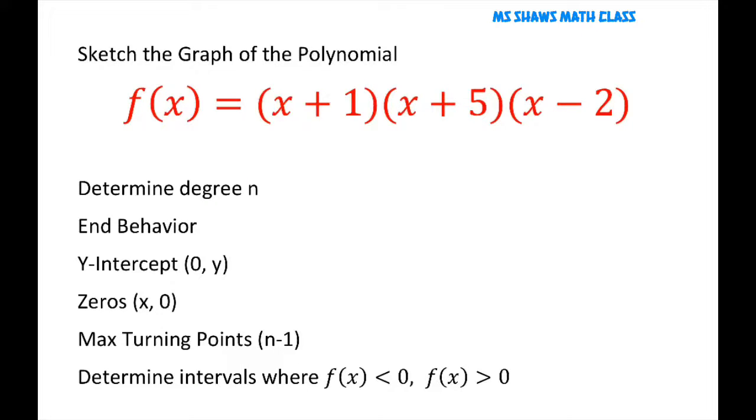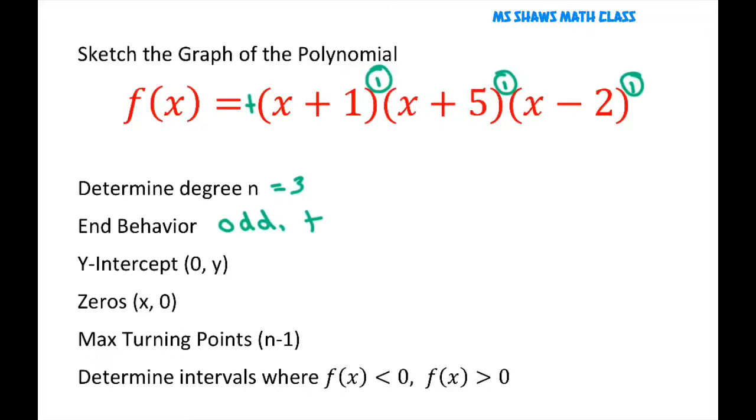Hi everyone, we're going to just sketch a graph of this polynomial f of x. And the first thing we're going to do is determine the degree. Since this is a polynomial, it's not in standard form, I'm just going to add up my multiplicities here. And that's going to be 1 plus 1 plus 1 is 3, which is an odd number. Also, my lead coefficient is positive.